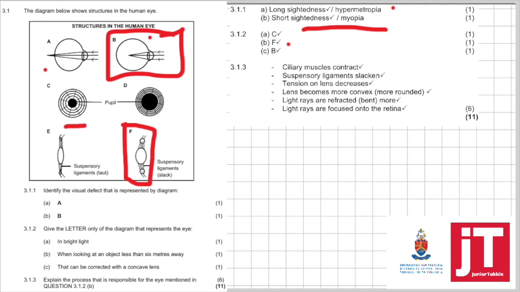3.1.3. Explain the process that is responsible for the eye mentioned in 3.1.2B. So they are talking about less than 6 meters away, near vision. So what will happen? The ciliary muscles contract, the suspensory ligaments slacken, tension on the lens decreases, the lens will become more convex, the light rays are refracted more, and the light rays are focused onto the retina. Make sure you write this down, and when you are asked this, you can always memorize it, regurgitate it, and give it back to the examiners.